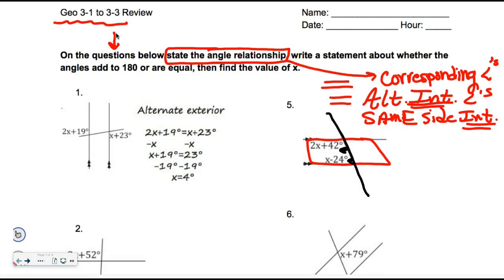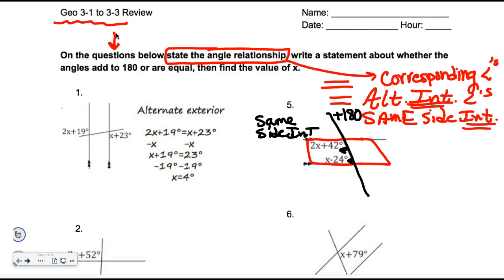So for number 5, we're going to write same side interior. For all of these, you're going to state what kind they are, then set up an equation, and then it goes to algebra. Same side interior angles add to 180 degrees. So notice it's different than the other ones.